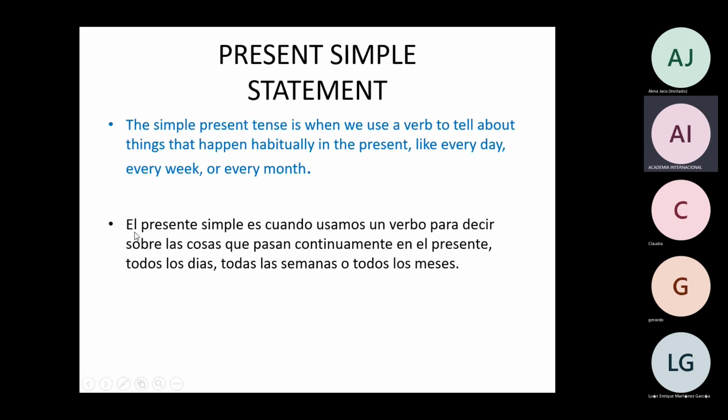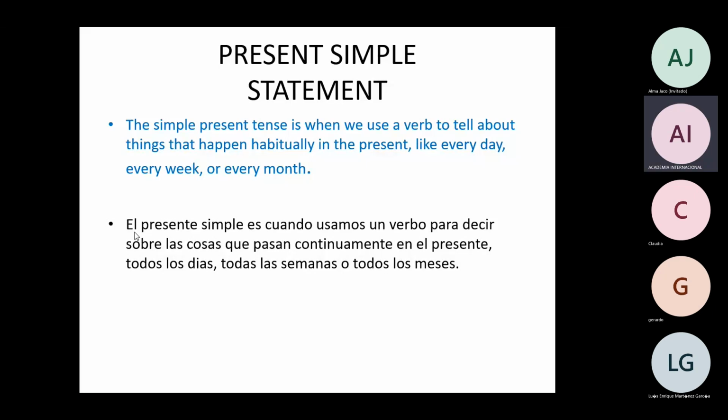Well, this is the topic, the simple present. We are going to study and practice with some sentences in order to understand better the topic, because this is something very simple. This is not something very difficult to understand, but at the beginning can be a little bit hard. Puede ser un poco pesado y difícil. But we are going to start reading this, and the simple present tense is when we use a verb to tell about things that happen habitually in the present, like every day, every week, or every month.